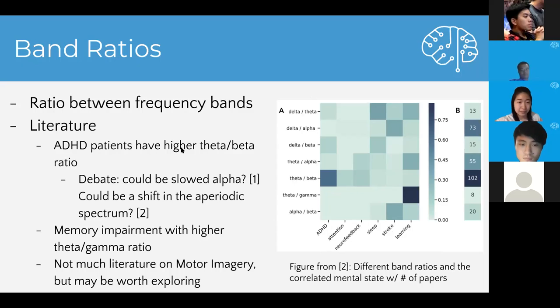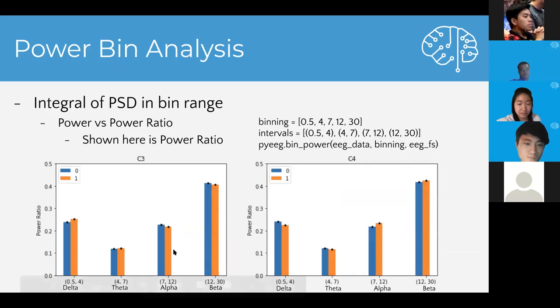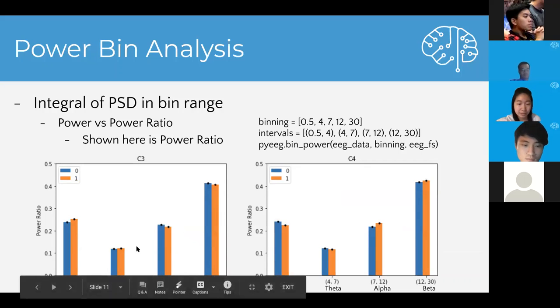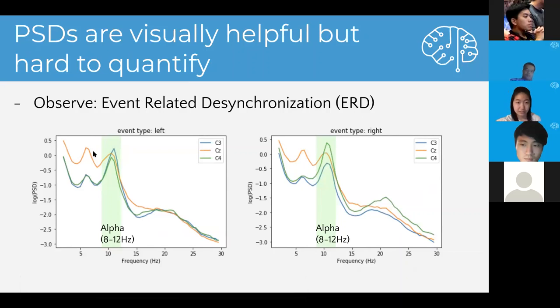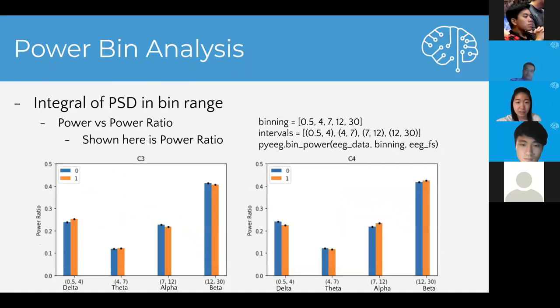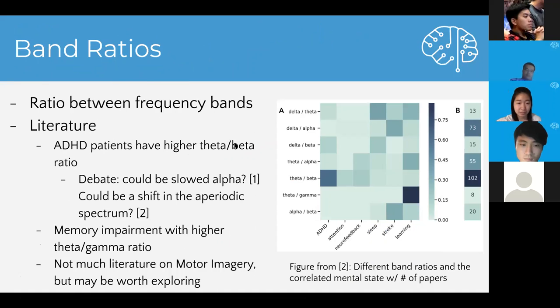For example, when they say that ADHD patients have higher theta to beta ratios in their EEG signals, this could also be interpreted as a slowed alpha. If you think about how alpha on the previous slide is basically adjacent to theta, and if you were to have your alpha power shift over a little bit, it'll bleed into the theta range, causing the theta to increase in power. So it's possible that what we see with the theta beta ratio is actually a slowed alpha.